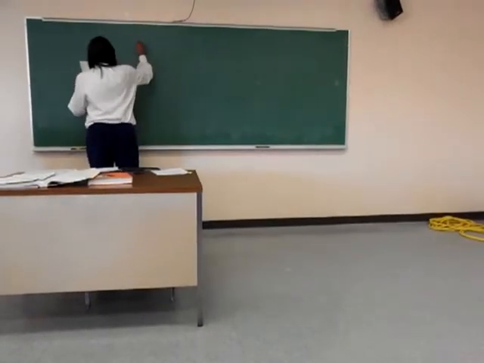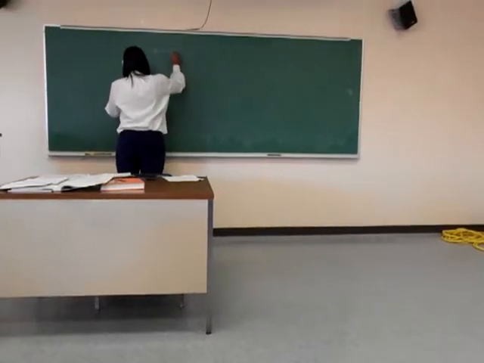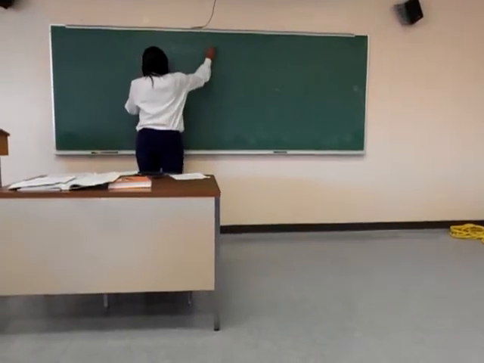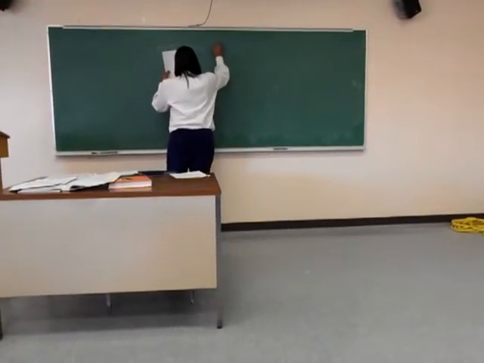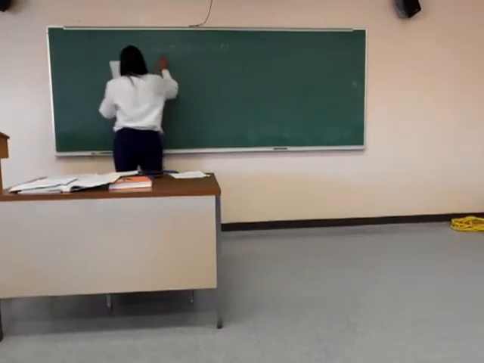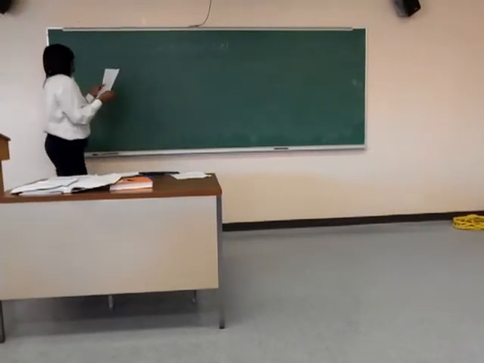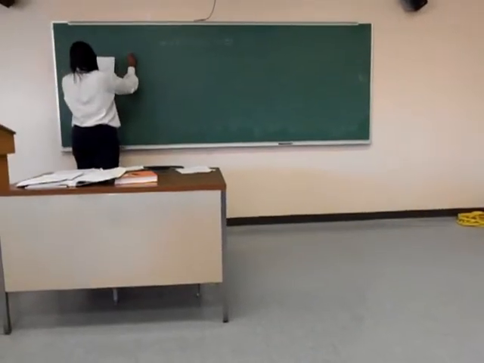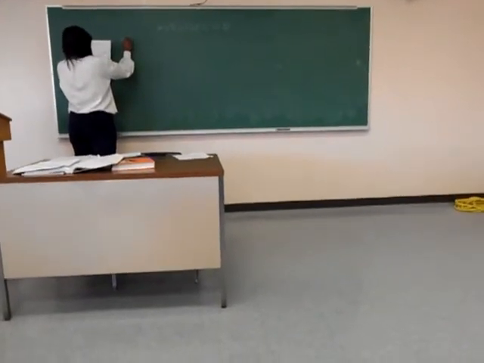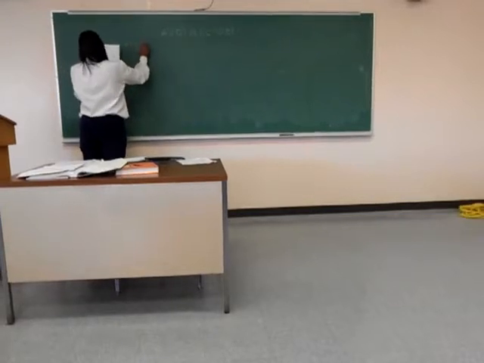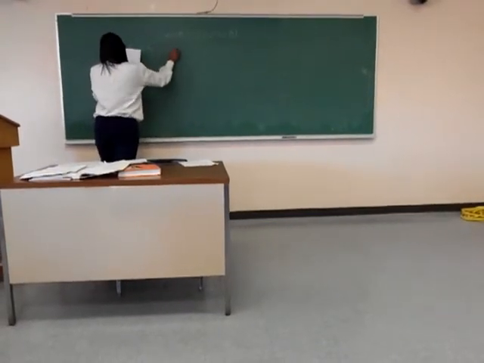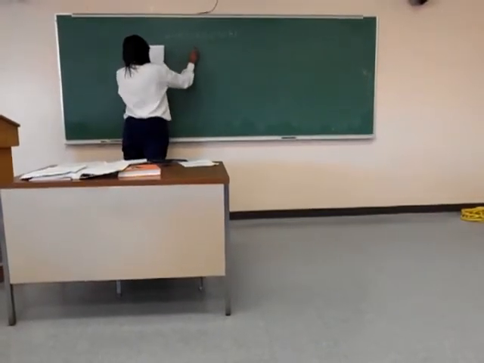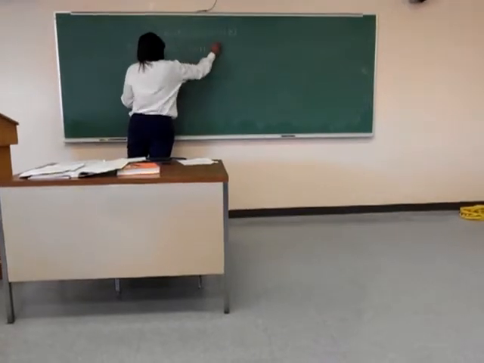Alright, so A union D, and then it says intersection C prime union B. So A union D means everything in A and D. So that's going to give me everything in U and A and D. So that's 1, 2, 3, 4, 5, 6, 7, 10, 11, and what? 12.